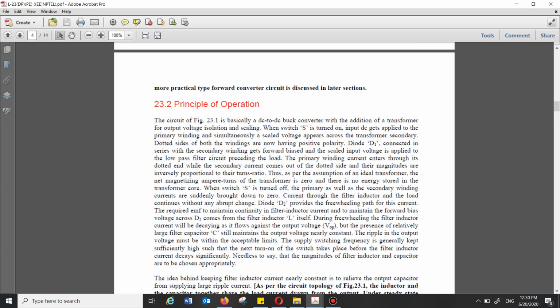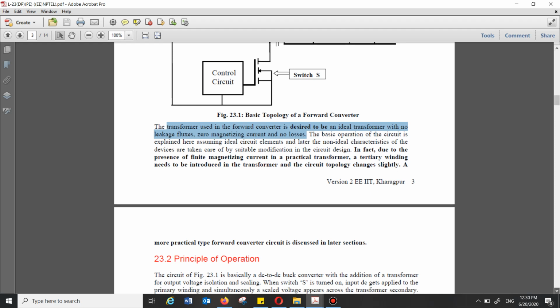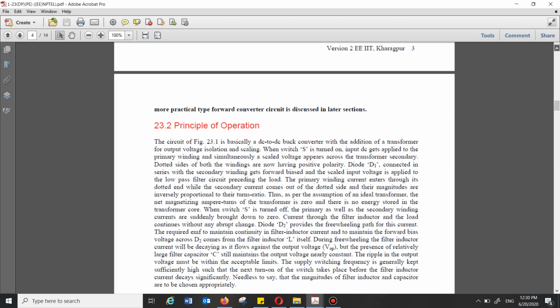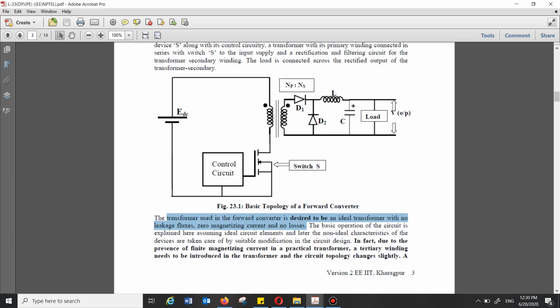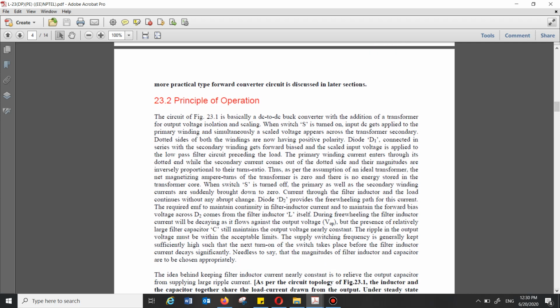The figure you have seen previously has a transformer. The transformer provides isolation, we already know that. Remember this figure. It's basically a DC to DC converter with the addition of a transformer for output voltage isolation and scaling. When the switch is on, input DC gets applied to the primary winding and simultaneously a scaled voltage appears across the secondary of the transformer. It's a step-up transformer.